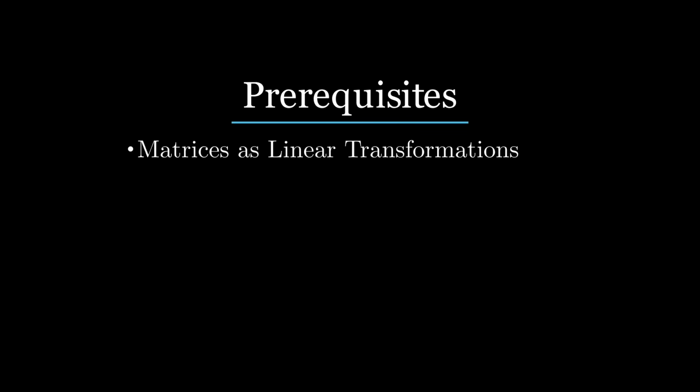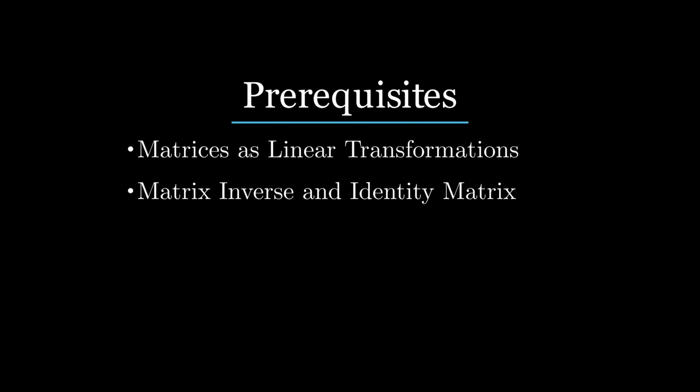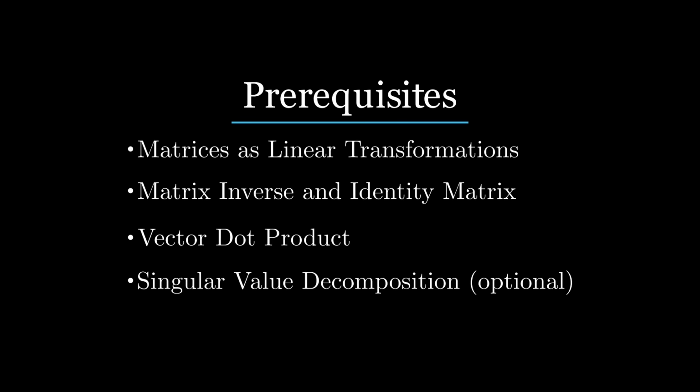For this video, I'm going to assume that you understand how we can think of a matrix as a linear transformation of space, what a matrix inverse and the identity matrix are, and what a dot product of two vectors is. If you aren't familiar with these concepts or need a review, see the excellent video series on The Essence of Linear Algebra by 3Blue1Brown. It would also be helpful if you know a bit about the singular value decomposition, but if not, don't worry about it, we'll go over what you need to know.